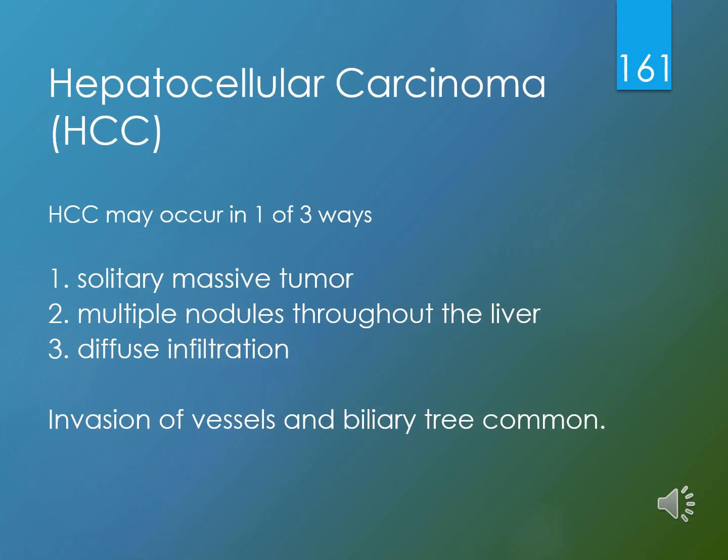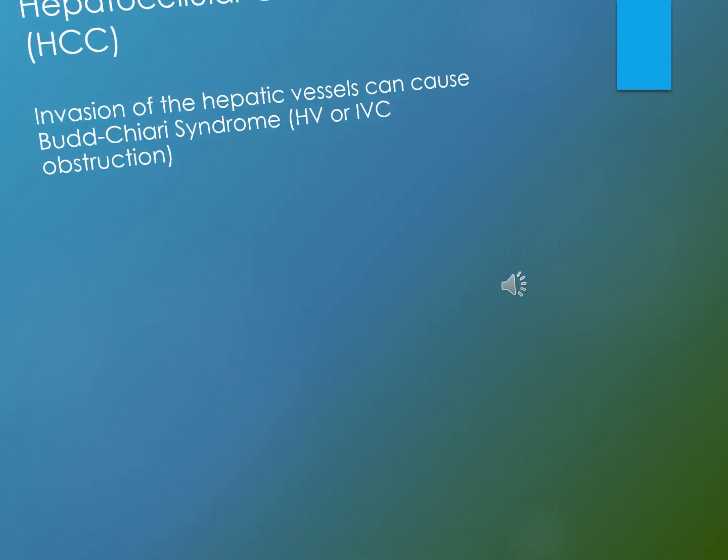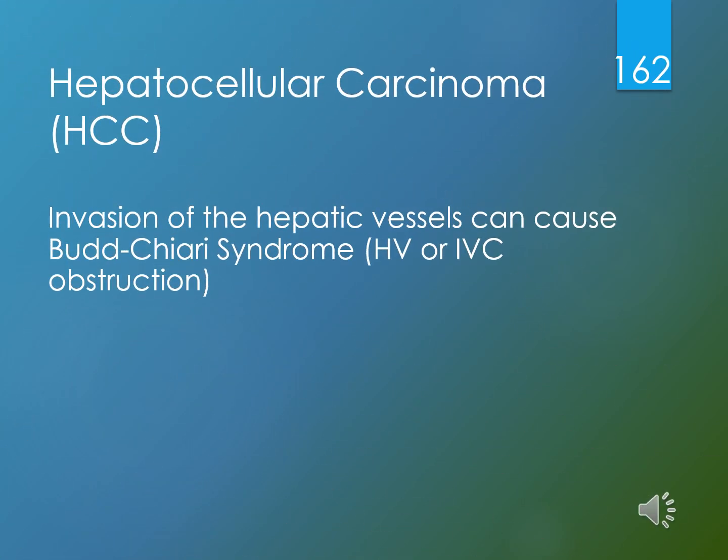Hepatocellular carcinoma may occur in one of 3 ways. It could be one solitary massive tumor, 2, it could be multiple nodules throughout the liver, or 3, there can be diffuse infiltration. Invasion of vessels and biliary tree are common. That diffuse infiltration can be tricky and can be very challenging to see. Invasion of the hepatic vessels can cause Budd-Chiari syndrome, which is hepatic vein or IVC obstruction. And you'll learn more about Budd-Chiari syndrome and the sequelae of that in Vascular 2.